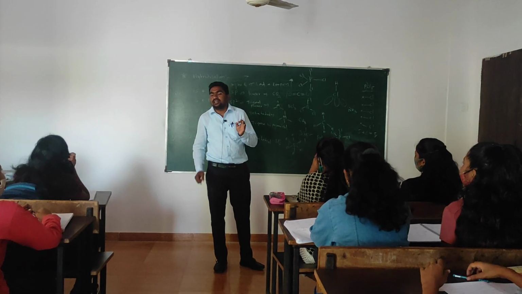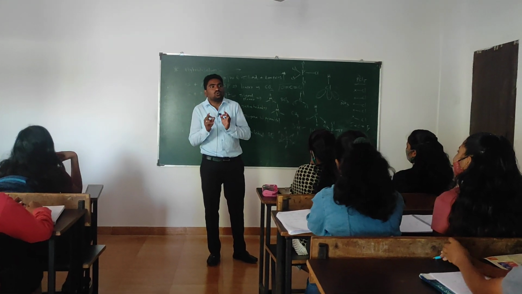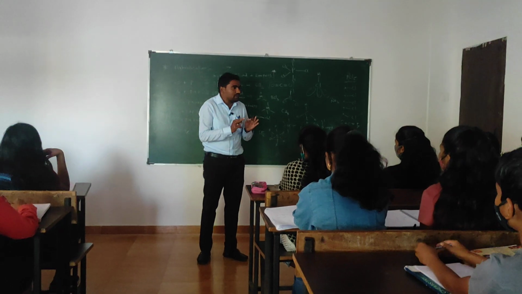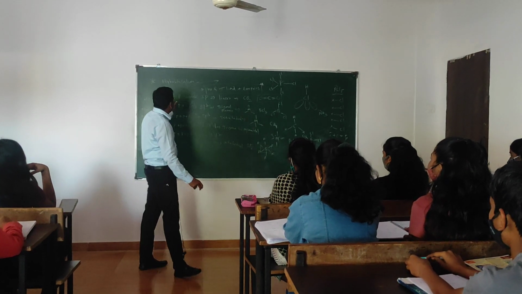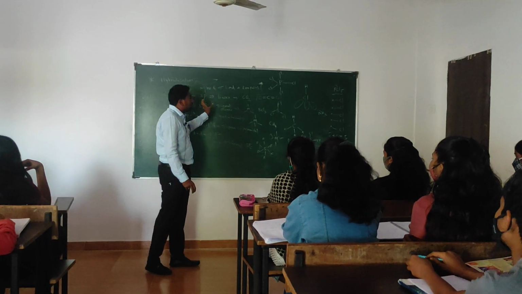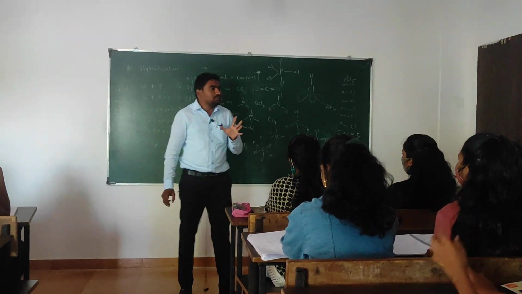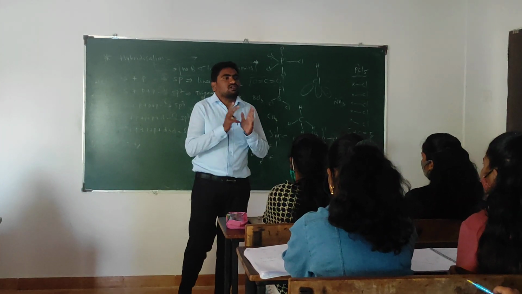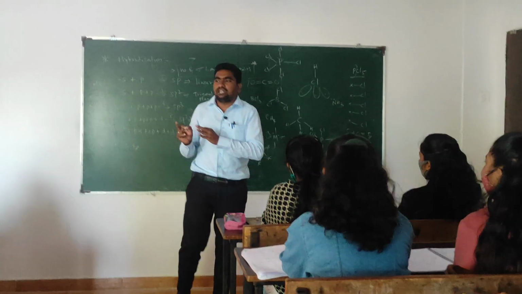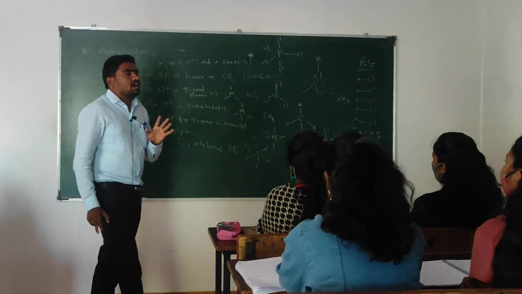Hybridization means nothing but the intermixing of two or more than two orbitals. If two or more orbitals intermix, you will find a new set of orbitals. That new set of orbitals is called hybridized orbitals. This process is known as hybridization.